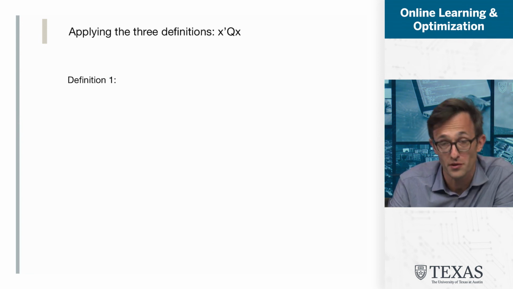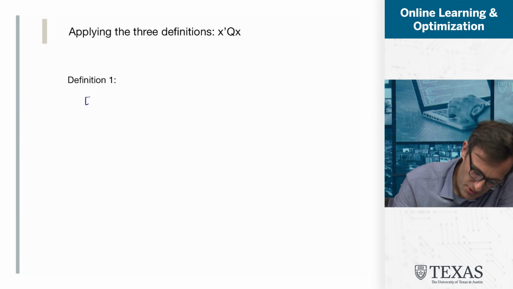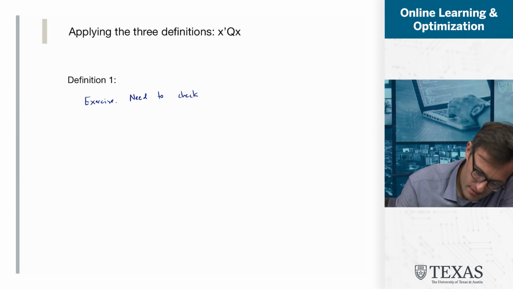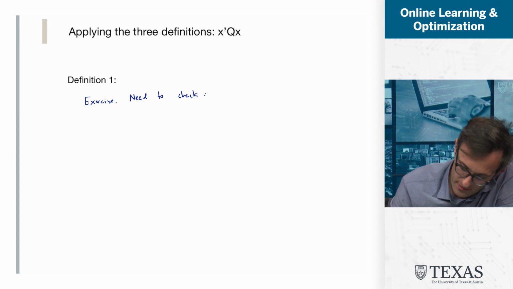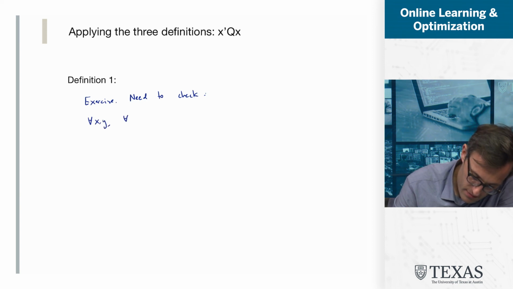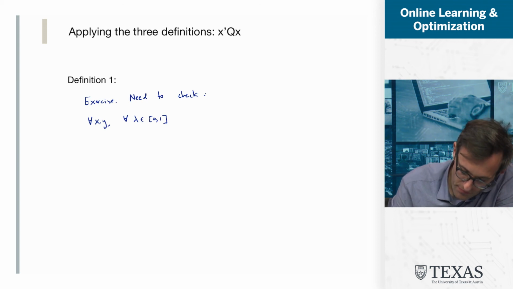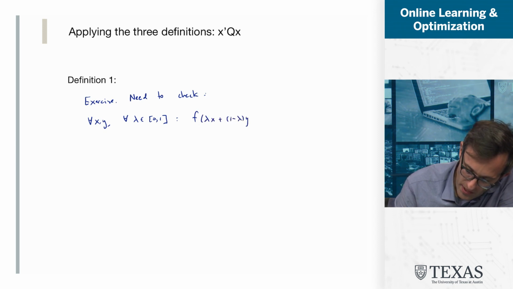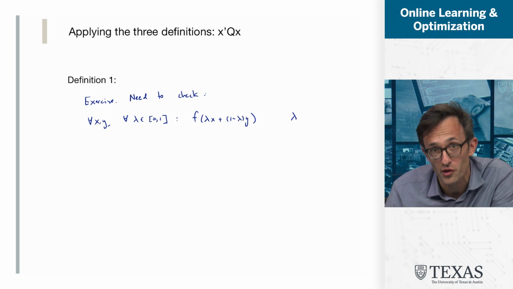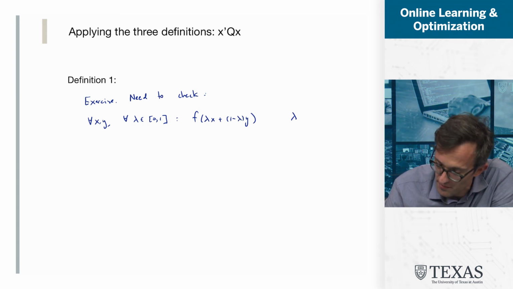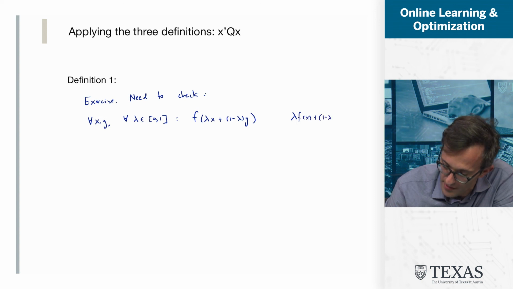The third one I'm going to leave for you, but I'll just set it up. So this will be an exercise. You need to check that for any x and y, and for any lambda between 0 and 1, we need to check that f of lambda x plus 1 minus lambda y is, let's think about what this inequality is so you can remember the picture, is something, some relationship, lambda times f of x plus 1 minus lambda f of y.